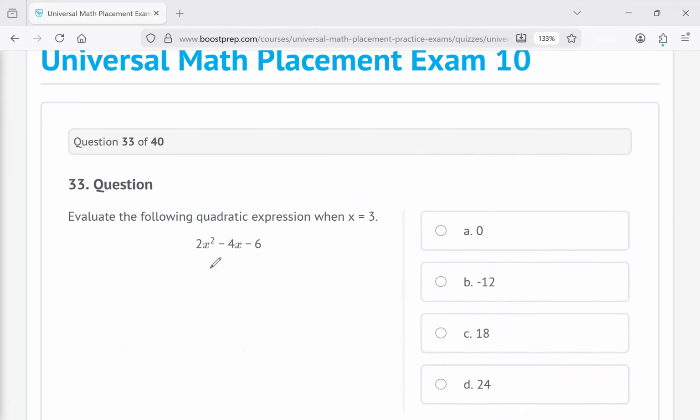Evaluate the quadratic expression when x equals 3. So basically, just plug in 3 to the function. So that's 2 times 3 squared minus 4 times 3 minus 6. That gives me 0. Letter A.